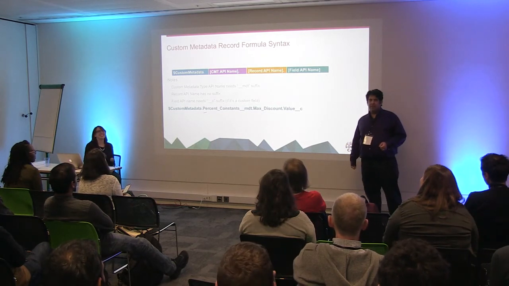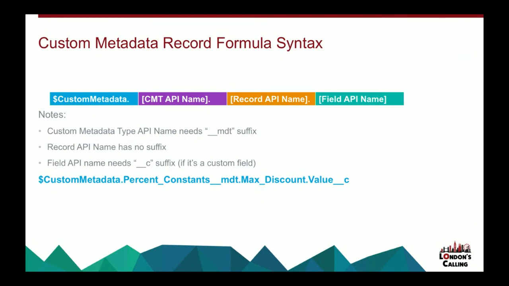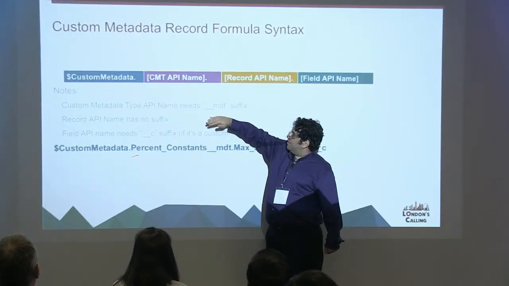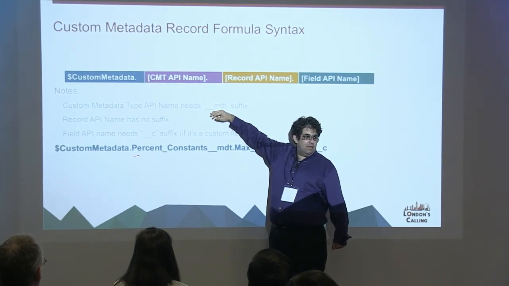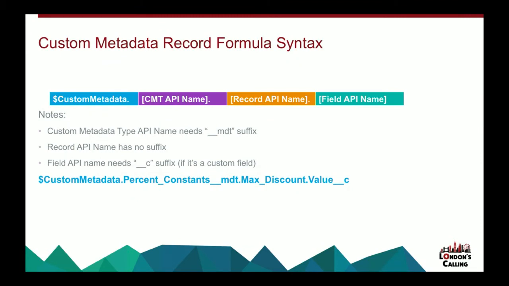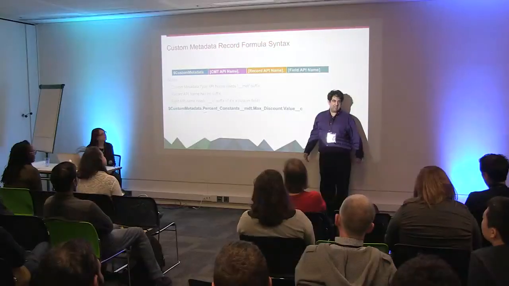There's some nice UI help for this, but I'm going to show you what the formulas look like to start with. A formula that refers to a value from a custom metadata record has 4 parts. It has $CustomMetadata, just to say I'm talking about a value from a custom metadata record. Then there's the API name of the type, and custom metadata API type names always need __mdt at the end, just like __c for custom objects. Then I have the API name of the record. Records don't have a suffix. And then I have the API name of a field, and if that's a custom field, it needs the __c, like any custom field.